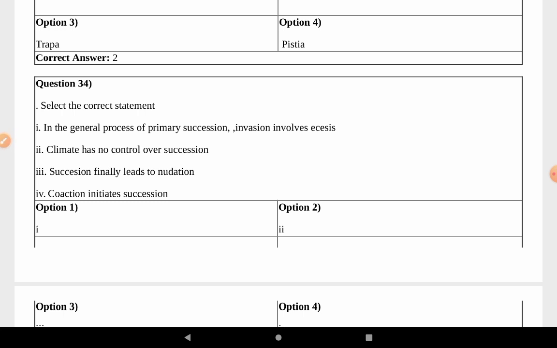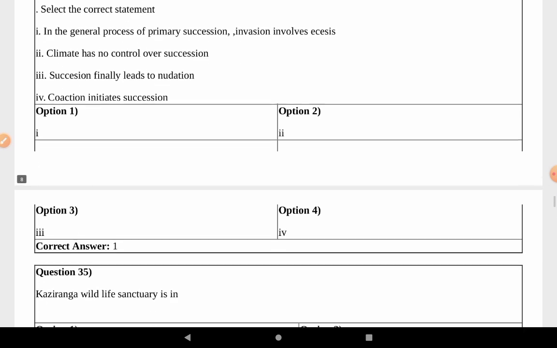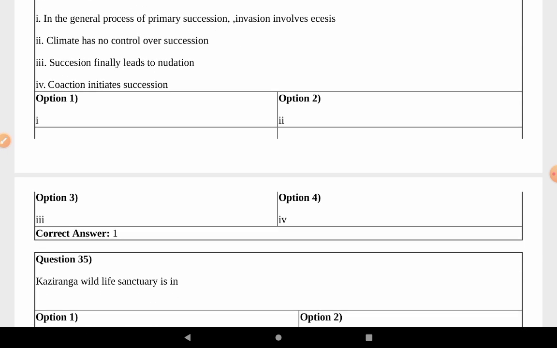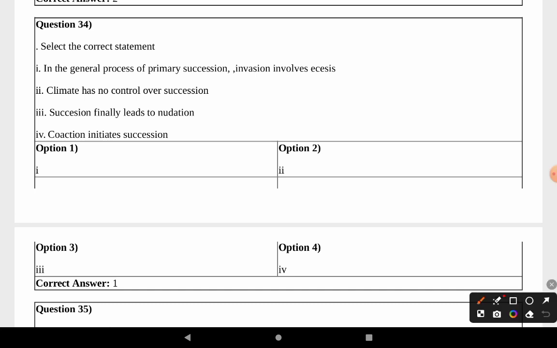In the general process of primary succession, invasion involves ecesis. Climate has no control over succession. Succession finally leads to nudation. Coaction initiates succession. So options are statement 1, option 2, statement 2, option 3, statement 3, option 4, statement 4. So the correct answer is option 1. So only option 1. In the general process of primary succession, invasion involves ecesis.